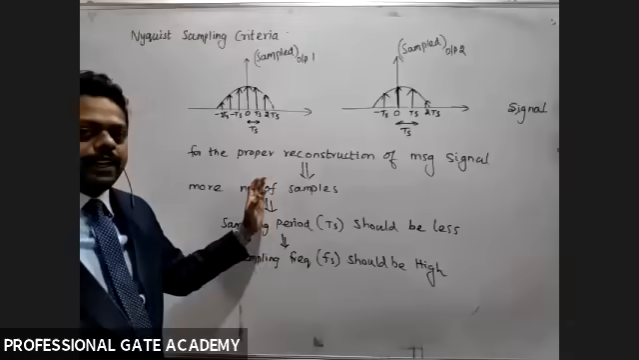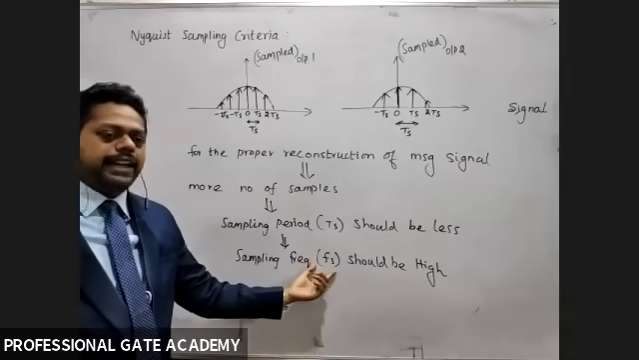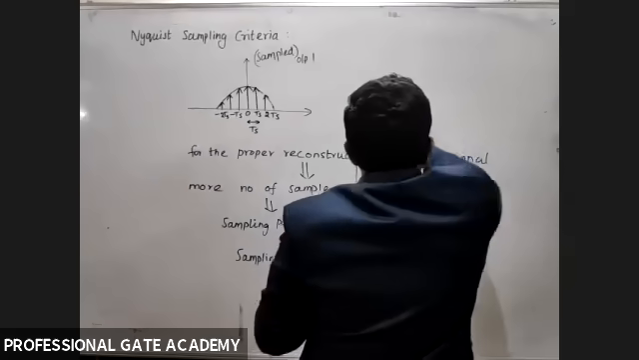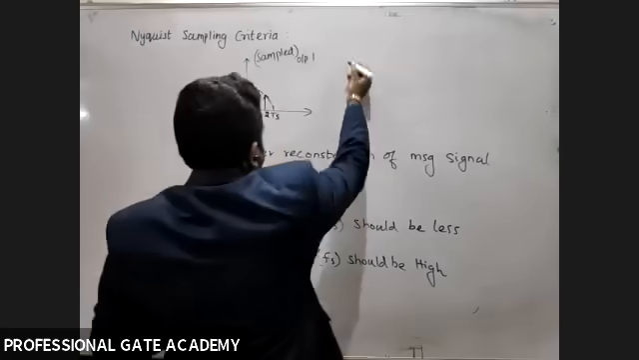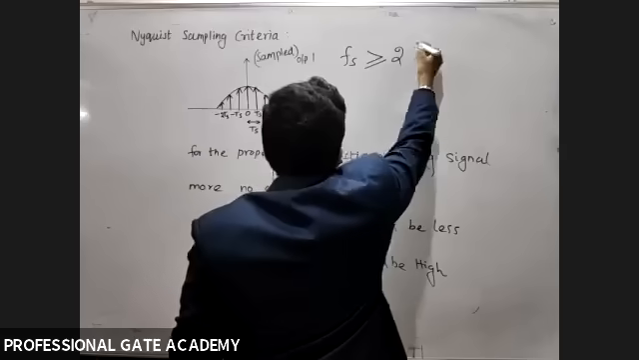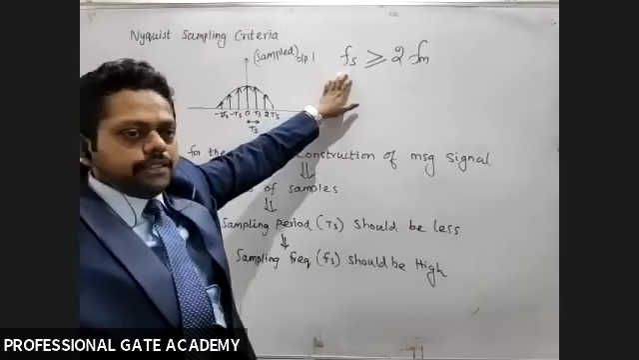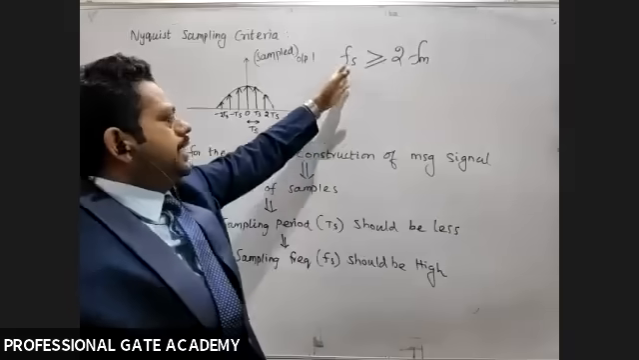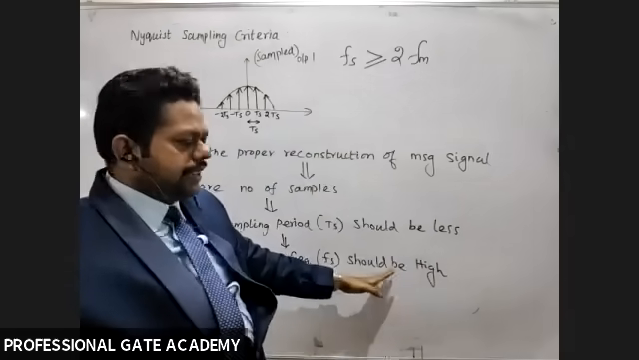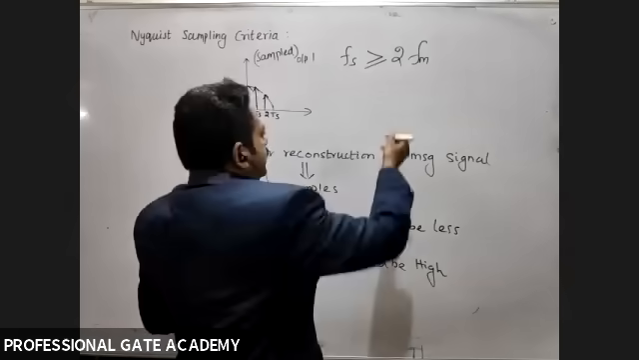So to perform the sampling, we have to select the sampling frequency. How will you select the sampling frequency? Very high, as much as possible. At least the sampling frequency should be very high, at least greater than or equal to twice the maximum frequency of the message signal. That theorem I will explain. This is the Nyquist sampling theorem. So what is the Nyquist sampling theorem? The sampling frequency should be very high as much as possible, at least greater than or equal to 2fm, twice fm. Here fm is what?